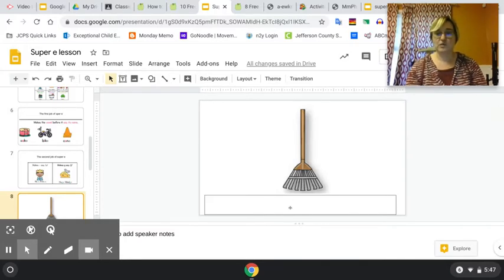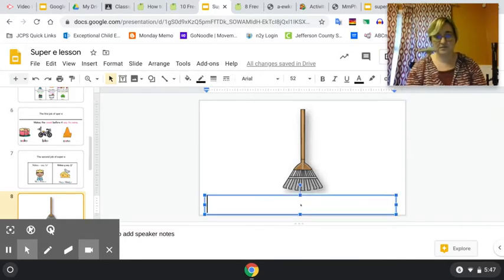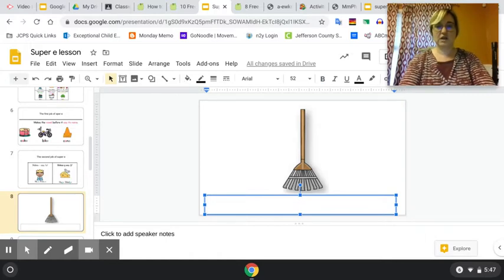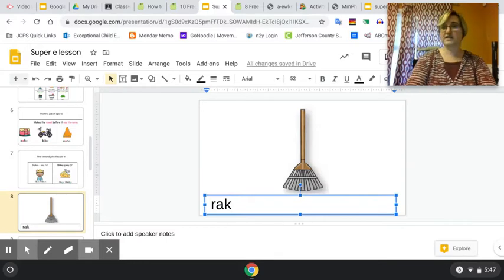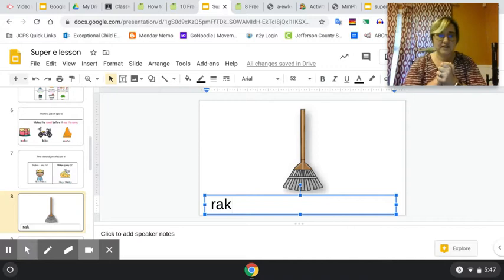So the word rake says r, a, k. I know it's a K. Sometimes you could have put a C, but that C wouldn't have said the K sound. We'll look at that in a second. I have "rak" if I don't put that super magic E at the end. Now I have the word rake.